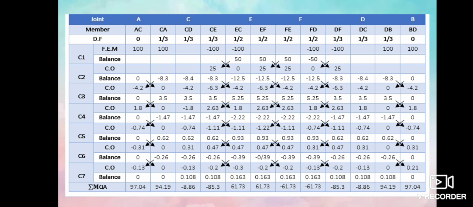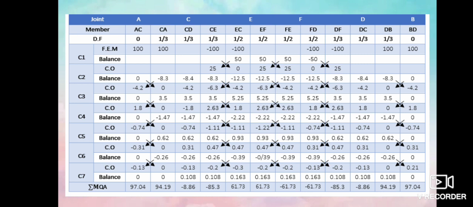Now let's proceed to C1 on the balance. If you're wondering why we've got 50 here, simply negative 100 would be multiplied by 1/2. Thus, you would be getting 50, and your 50 would carry over to CE. If you're wondering why CE, it is because 50 would again be multiplied by 1/2 and carried over to CE.